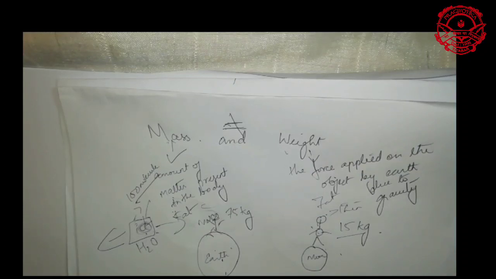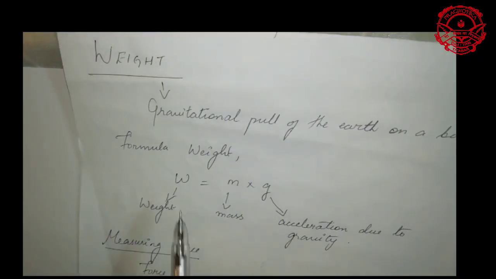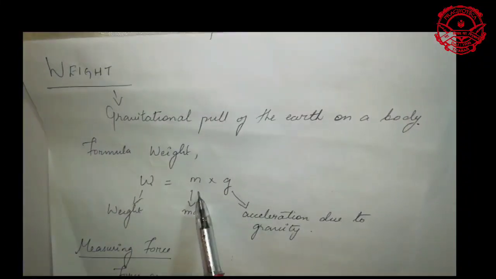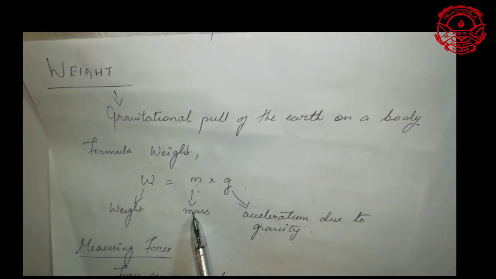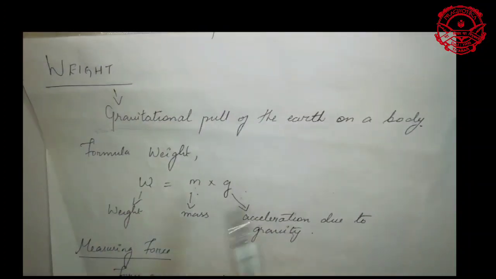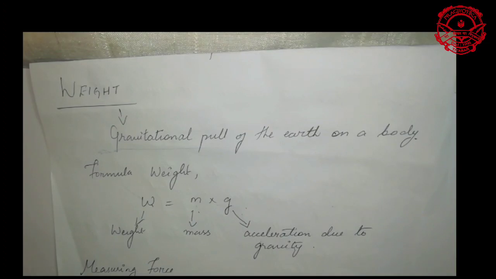Weight indicates the force that is applied on the object by earth due to gravity. So I hope you're all clear. Another thing is that we also have a formula to calculate weight. The formula is weight equal to m into g. m indicates the mass, which I've already told you about, and g indicates the acceleration due to gravity. And as I've written here, the definition is the gravitational pull of the earth on a body. That is your weight.